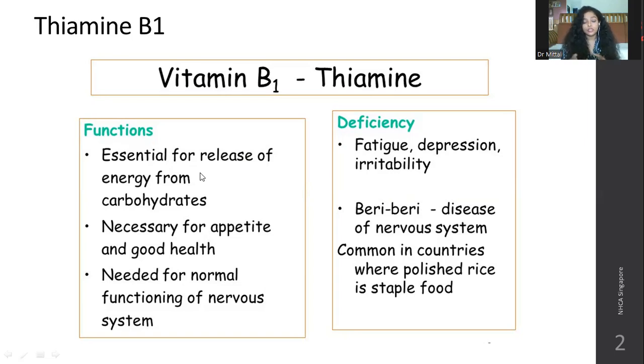So can you just name certain examples of the states in India where polished white rice is the staple food? Not rice, I'm specific about this. Polished white rice is the staple food. Certain states in India.